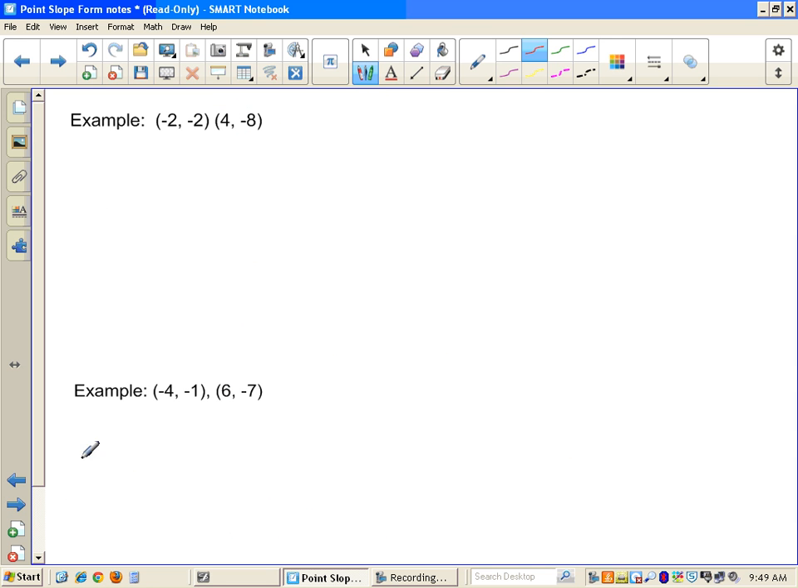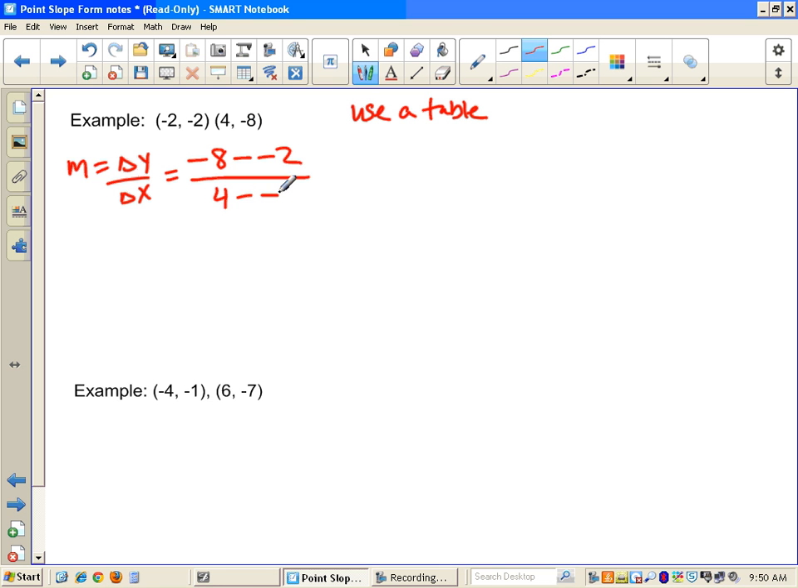Also, another example from class, we could find the equation using a table. So again, we still have to find the slope. And it's the change in y over the change in x. So we're going to do, in this case, negative 8 subtract negative 2. Those are my y values. 4 subtract negative 2. Those are my x values. Those become big plus signs. So we have negative 6 over positive 6, which is just negative 1.